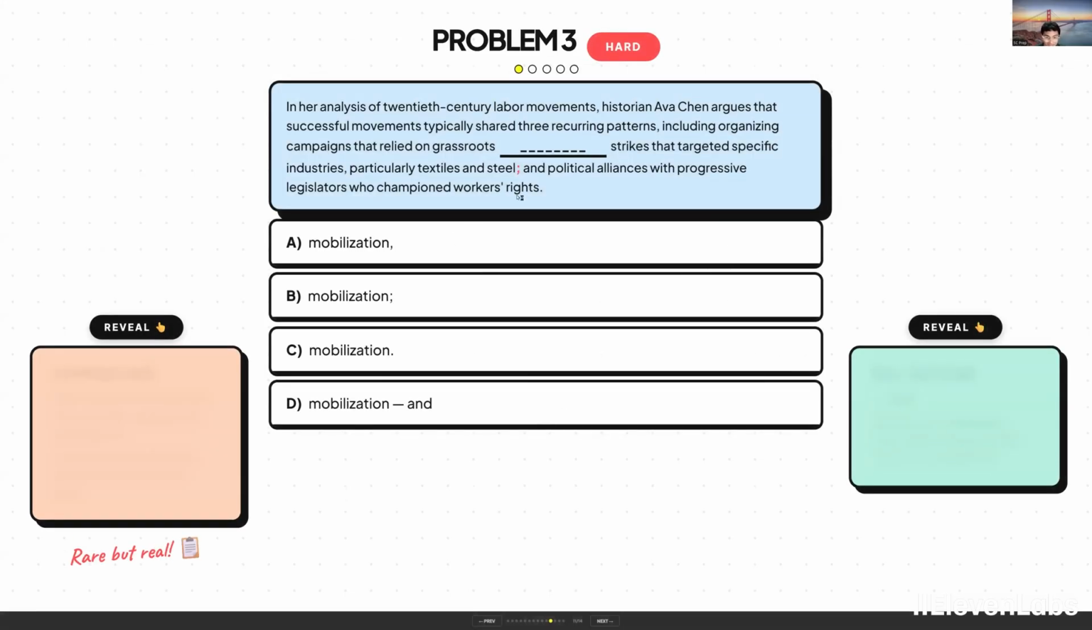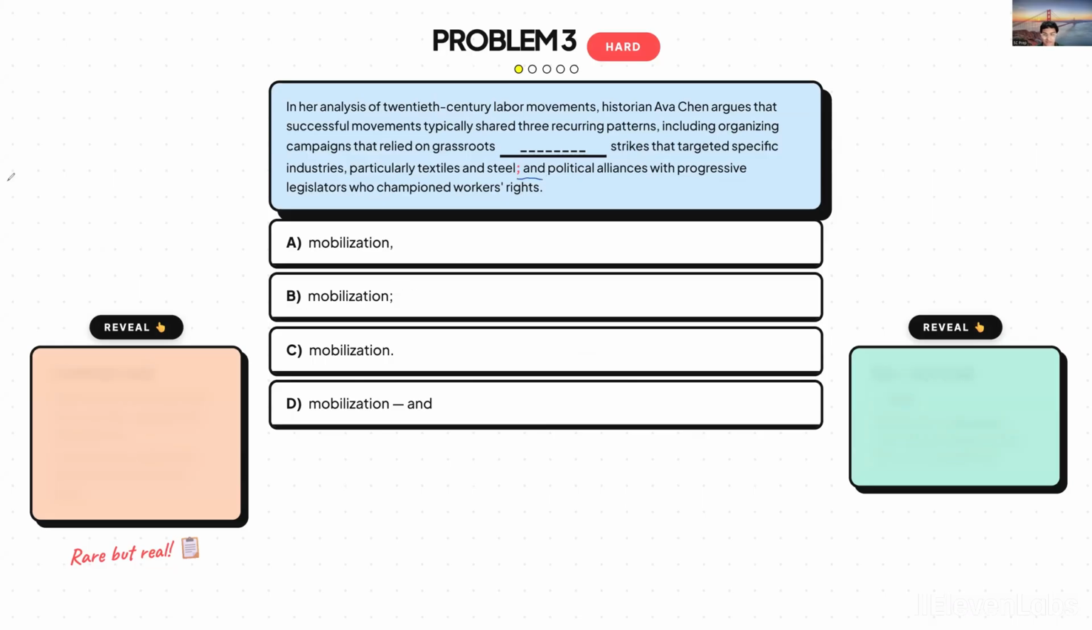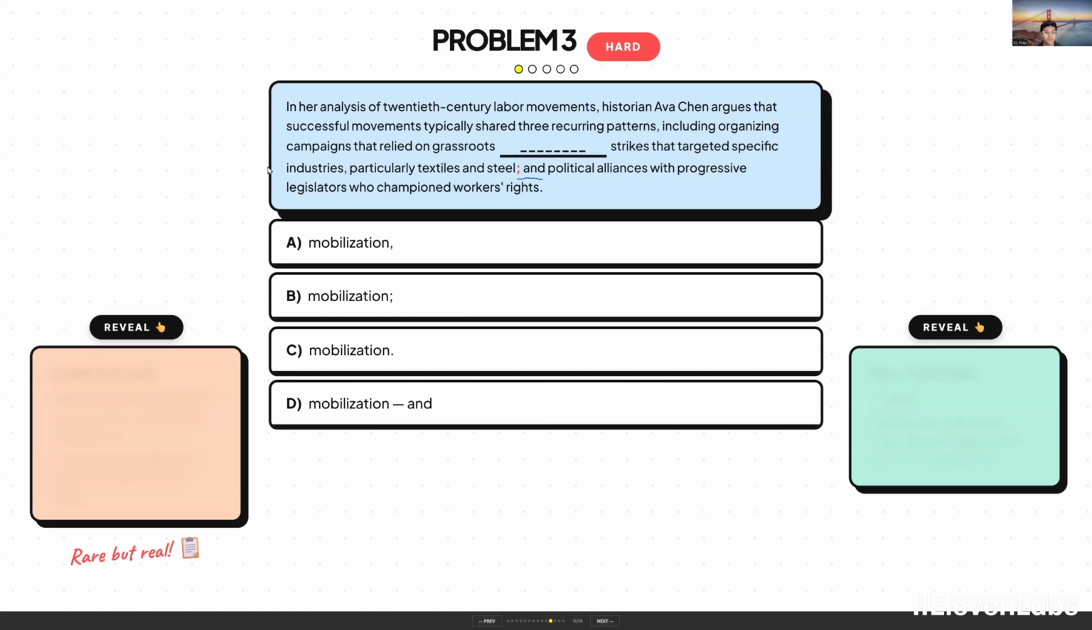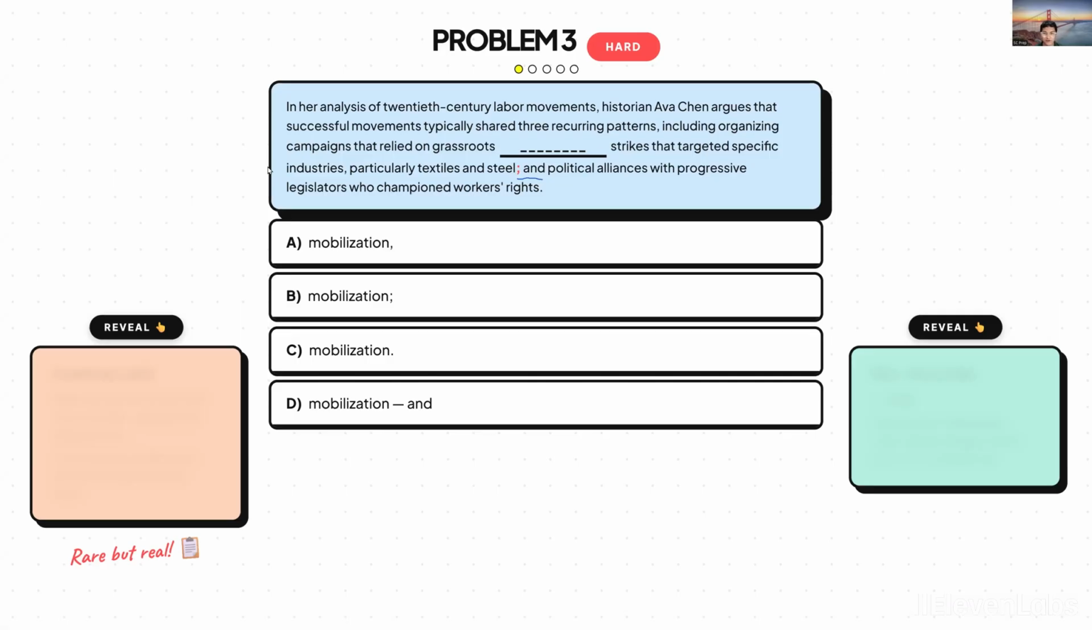And I'm already seeing that there is a semicolon and an "and" here. So I'm already leaning towards option B, but let's just double check by reading through the entire thing. In her analysis of 20th century labor movements, historian Eva Chen argues that successful movements typically shared three recurring patterns, including organizing campaigns that relied on grassroots, blank, strikes that targeted specific industries, particularly textiles and steel, and political alliances with progressive legislators who championed workers' rights.